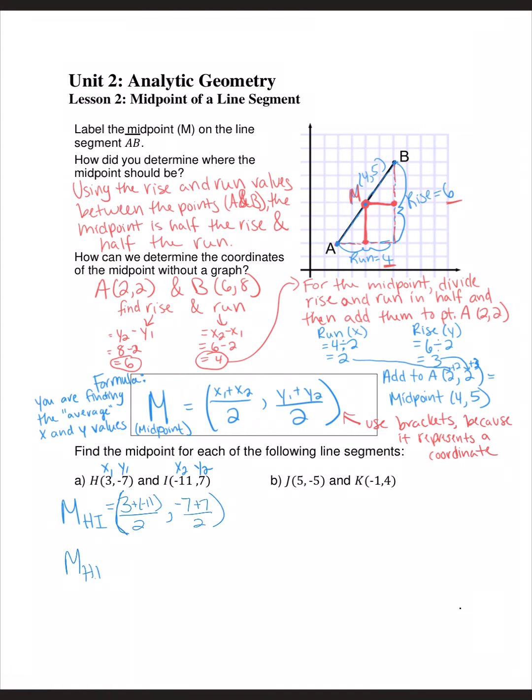So the midpoint of HI is going to equal, and then we'll just start simplifying. 3 plus negative 11 is negative 8 divided by 2, and negative 7 plus 7 is 0 divided by 2. Those will simplify to negative 4 and 0. So we could then say, therefore, the midpoint of HI is (negative 4, 0). See if you can pause the video and figure out the midpoint for the next example, line segment JK.